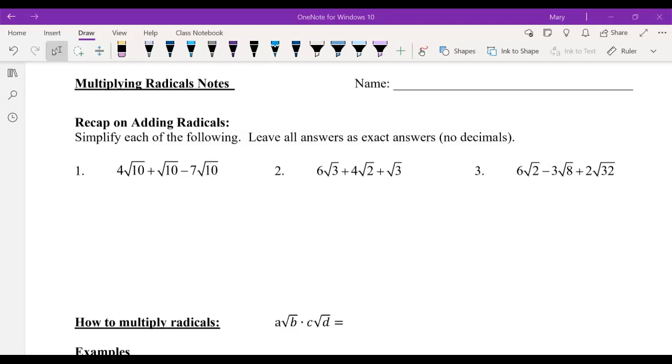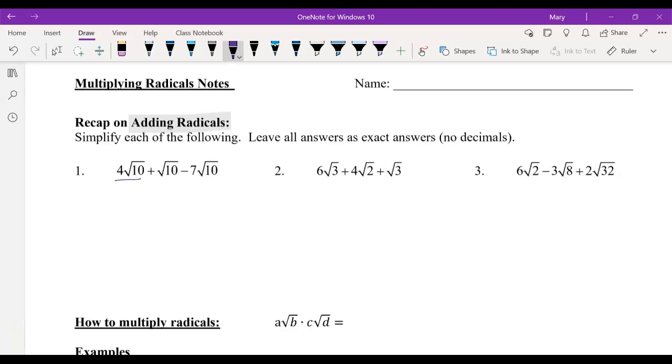Hello, today we're going to be working on multiplying radicals. In order to multiply radicals, we also need to know how to add radicals. So we're going to start off with a quick recap on how you add different radicals.